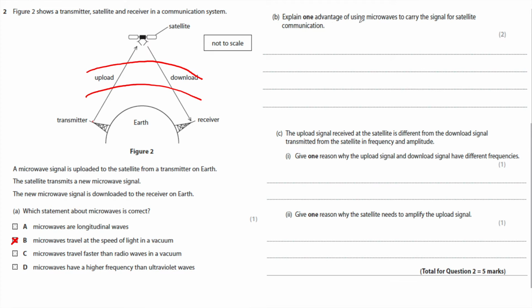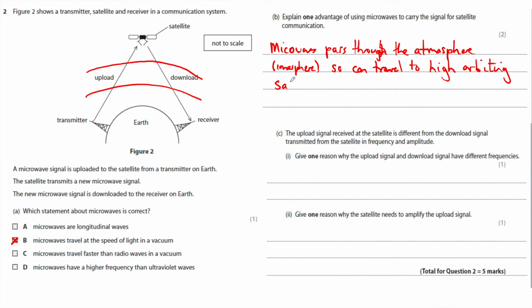Explain one advantage of using microwaves to carry the signal in satellite communication. Well, the key one is that microwaves pass through the ionosphere. Microwaves can pass through the atmosphere, ionosphere, so can travel to higher orbiting satellites. The upload signal received at the satellite is different from the download signal transmitted from the satellite in frequency and amplitude. So reading the information carefully really helps.